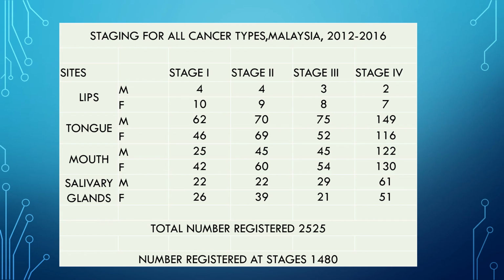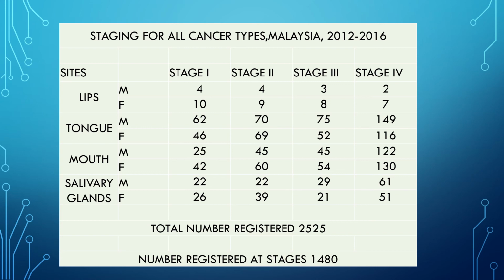I included salivary gland cancer in this. For males, detected at stage 1 is 22 cases. Stage 2, 22 cases. Stage 3, 29 cases. And surprisingly, at stage 4, we have 61 cases. For females, salivary gland cancer, we detected at stage 1 about 26 cases. Stage 2, 39 cases. Stage 3, 21 cases, and stage 4, 51 cases.